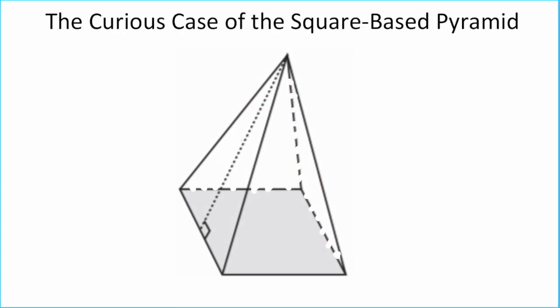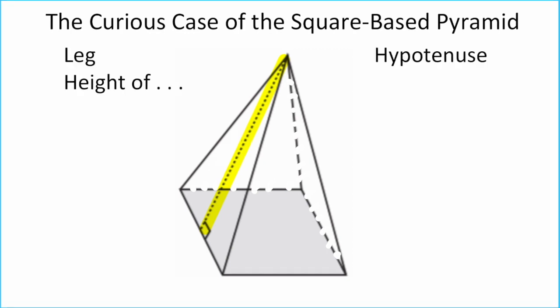Before we move on to practice problems, let's take a look at what I think of as the curious case of the square-based pyramid. So oftentimes in these problems, you're going to be asked to find both the volume and the surface area. And with a square-based pyramid, they often don't give you every measurement that you need. You have to figure out the missing parts. So a curious part of this shape is, what is that highlighted line there? Is that a leg of a right triangle? Is it a hypotenuse of a right triangle? And is it the height of something?